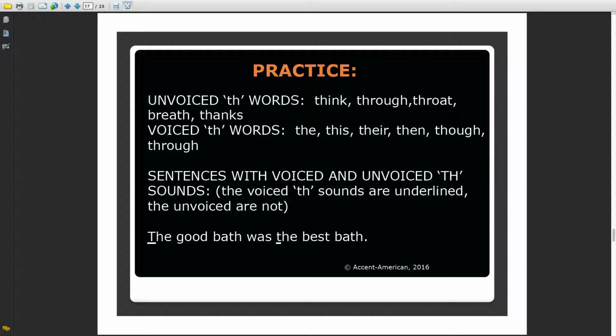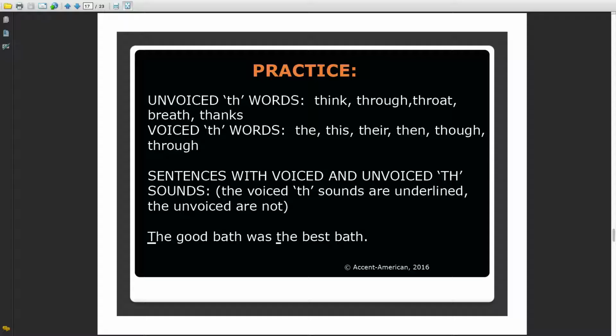Now the unvoiced TH words for practice, let's try some of these together. Think, through, throat, breath, thanks. Those were all unvoiced. Now let's add the voicing, which you can feel as the vibration on your throat, but you still stick out your tongue to make the TH. The, this, there, then, though, through.